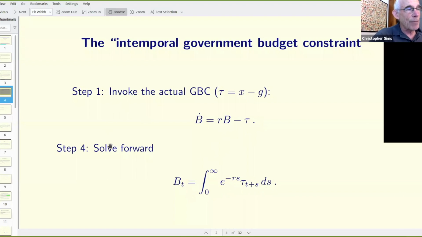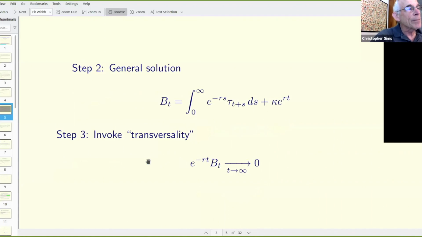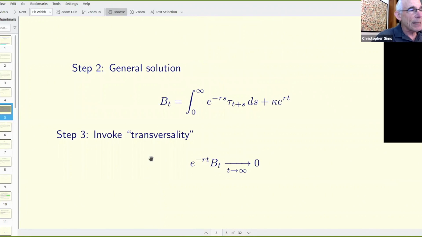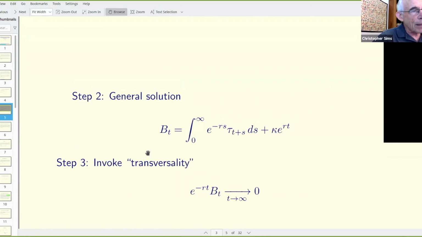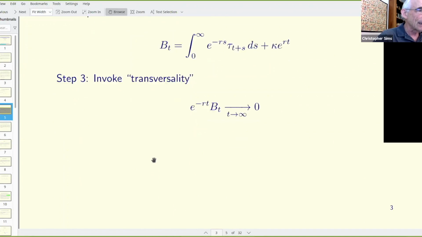Notice that I've said step 1 and step 4 here. The general solution to that equation has an extra term, some constant times e to the RT. The way people get rid of that term is to invoke what people will informally call transversality: e to the minus RT BT goes to 0 as T goes to infinity. However, transversality is a condition of optimization, like an Euler equation. It's something that emerges from some agent's optimization problem. And the question is, is there an agent for whom this condition is a necessary condition for optimality?